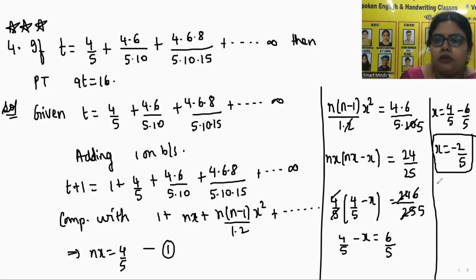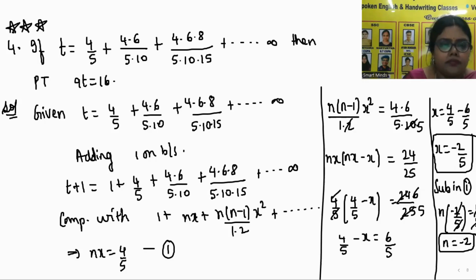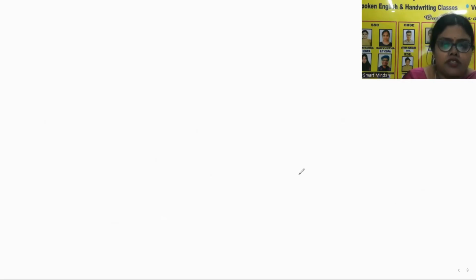You got x value. Now substituting this x value in equation number 1. So n into minus 2 by 5 is equal to 4 by 5. 5 cancel, 2 ones are 2, 2 twos are 4. So n is equal to minus 2. So now we need to substitute x and n value in the equation.